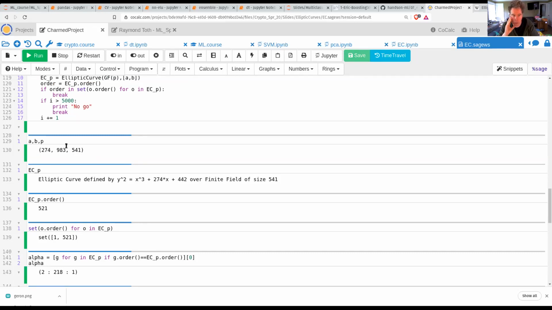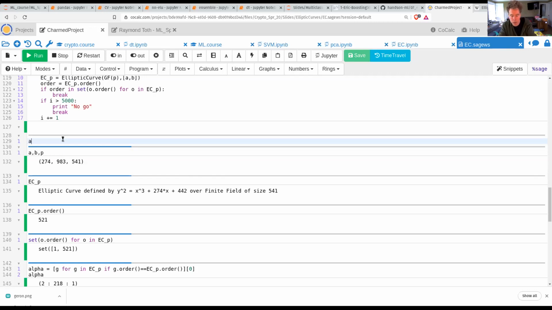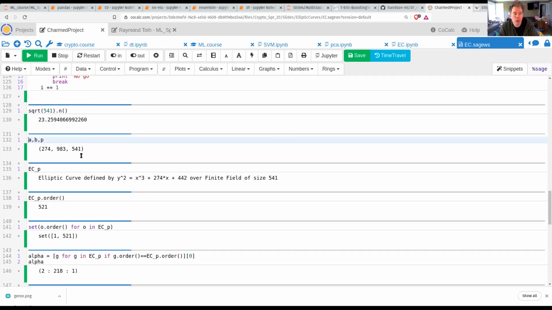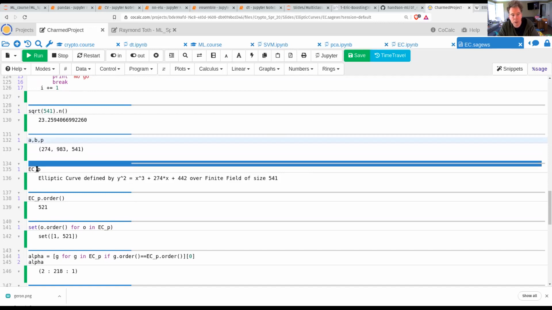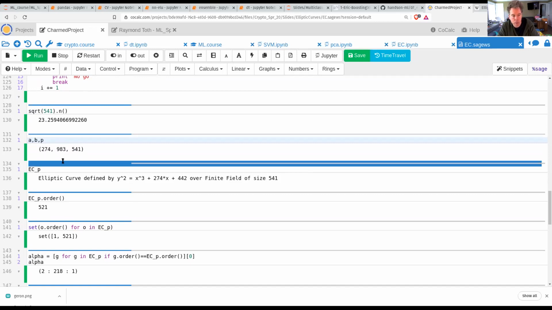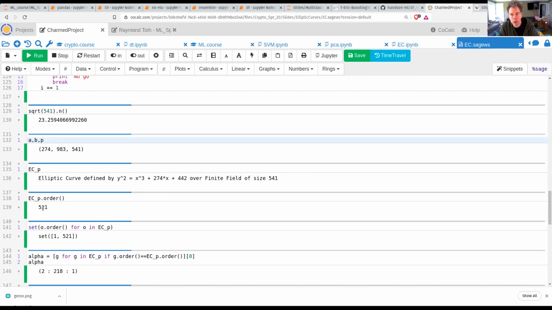What is the square root of 541? I don't know. The square root of 541 is about, let's say, 24. So we don't know exactly what the cardinality of the resulting elliptic curve group will be, but we know that it's 541 plus or minus 24. And it turns out that the actual answer in this case is 521.